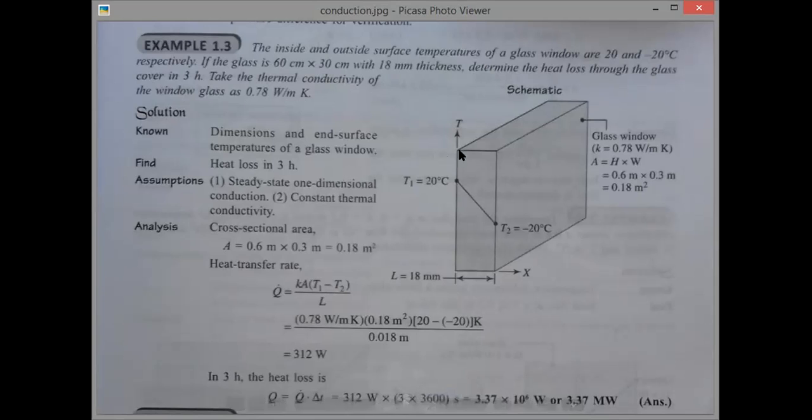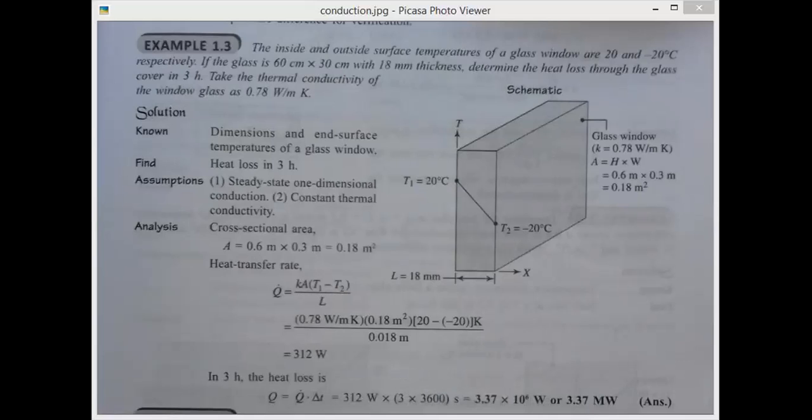Okay, so let us first make a rough sketch of it. So that one phase, T1 is 20 degrees centigrade, T2 is minus 20 degrees centigrade, and area is 60 into 30 centimeter. So the cross-sectional area is given 60 centimeter into 30 centimeters. So 60 into 30 is 1,800 centimeters square. Convert this to meter square, it will become 0.18 meter square.